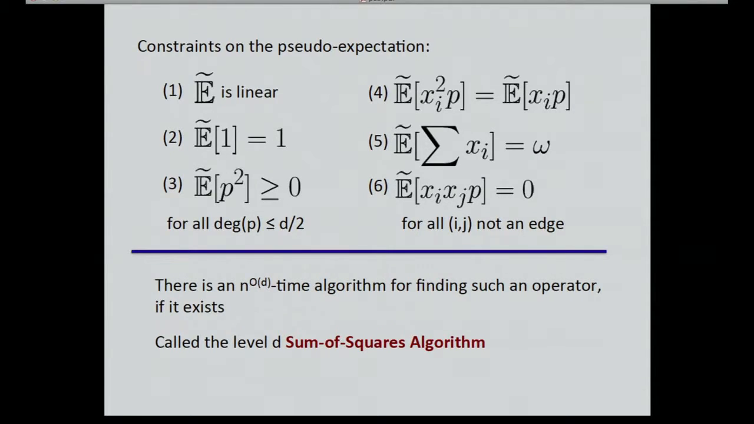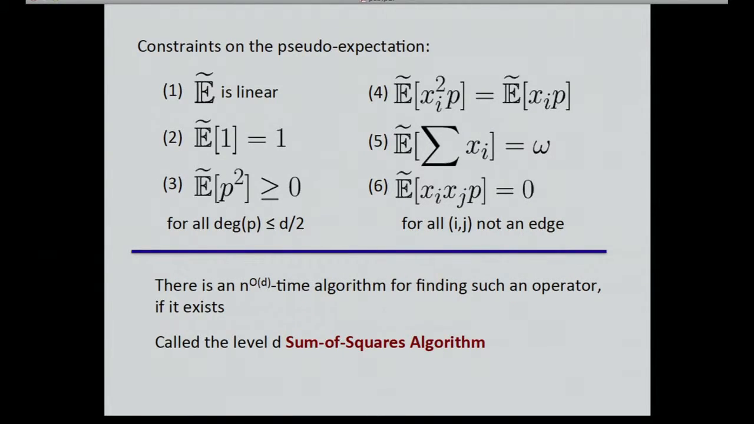But in fact, the important thing is that there is an efficient algorithm for any constant d to find an operator, the pseudo-expectation operator, that meets these conditions if it exists. So if there really is a planted clique, we know that there would be a pseudo-expectation operator, which would be the evaluation map. But in general, you give me a graph, you give me a bunch of these constraints, and in n^O(d) time, I can find some E tilde operator that behaves like it.